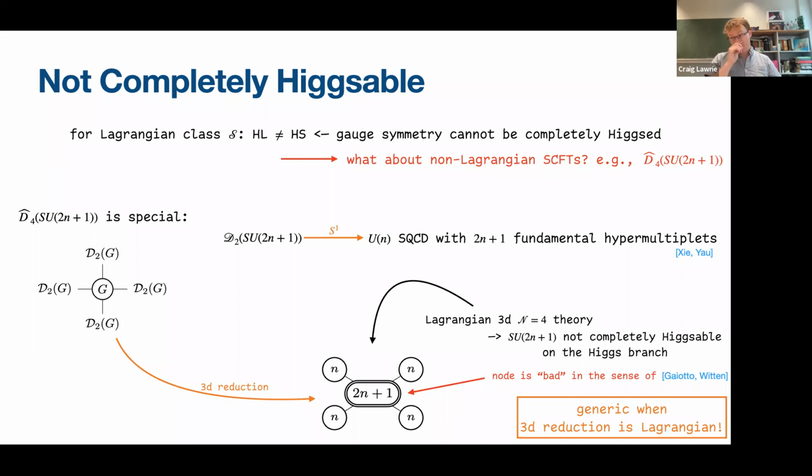So when there does exist a Lagrangian 3D reduction, which is pretty rare, but when it exists, you always see that there is a central gauge node, which is not completely Higgsable on the Higgs branch. So that again provides motivation for saying that there are D multiplets, and thus you would expect that the Hall Littlewood index and the Higgs branch Hilbert series are distinct objects.